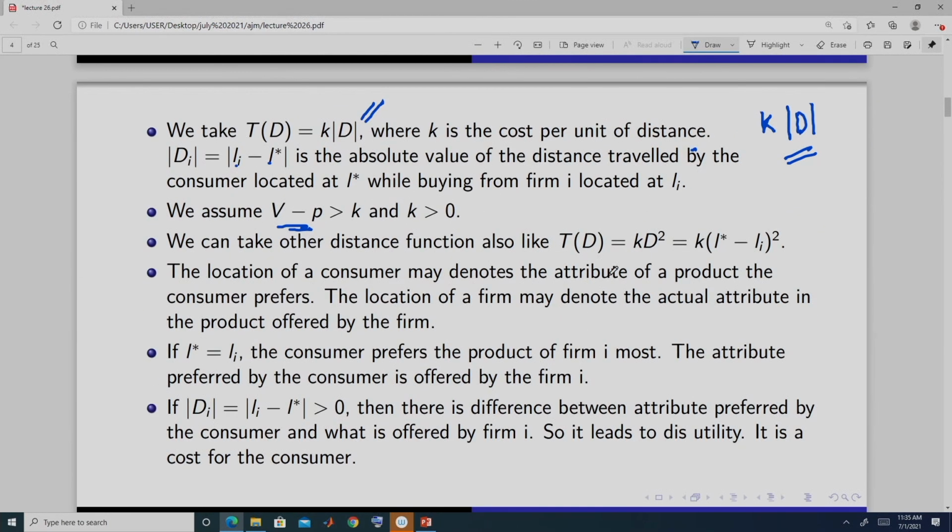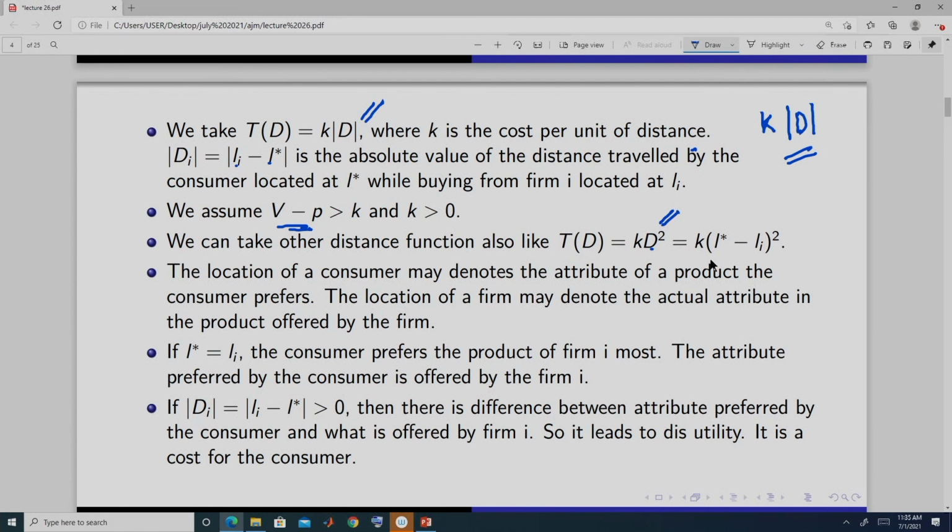Or you can take another form of distance function, suppose you take the square of this. If you take the square, it is something like this. Now it is no more linear in the distance. So if you are further away, then the disutility is much more compared to when you are nearer. Now, you can think of this linear city model in terms of the following.